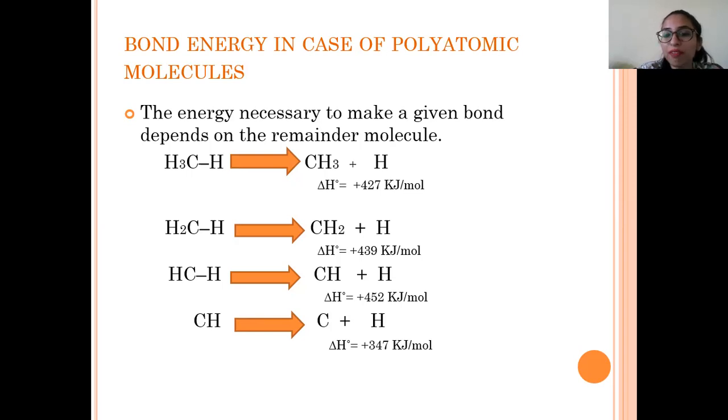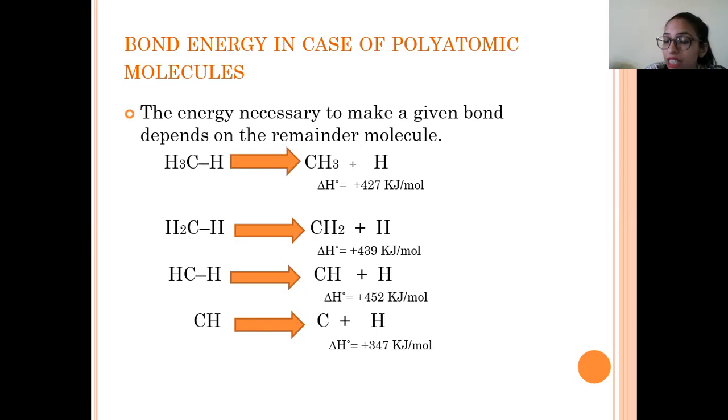Again, I need to have energy, that is 452 kilojoule per mole. Again, methylene produces carbon and hydrogen. Fine, that is all about how we need to break the polyatomic molecule.